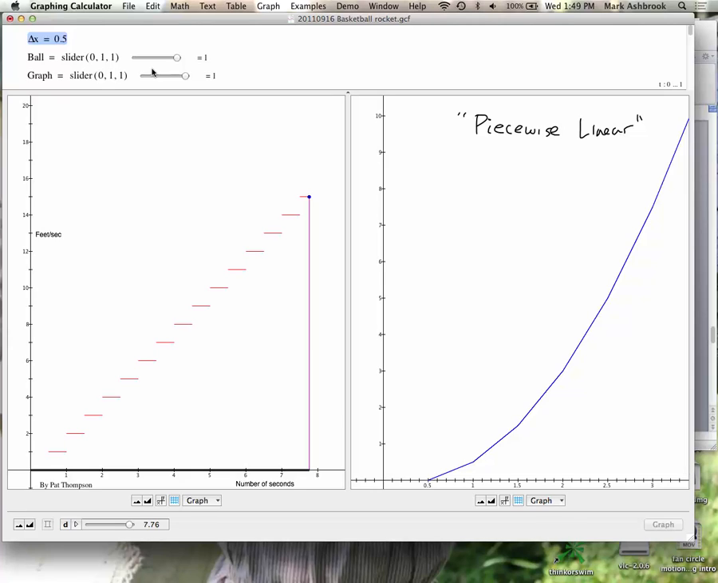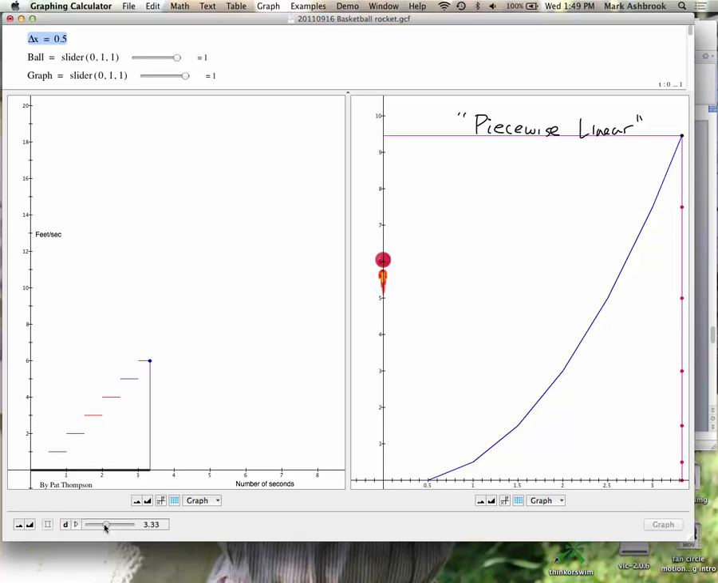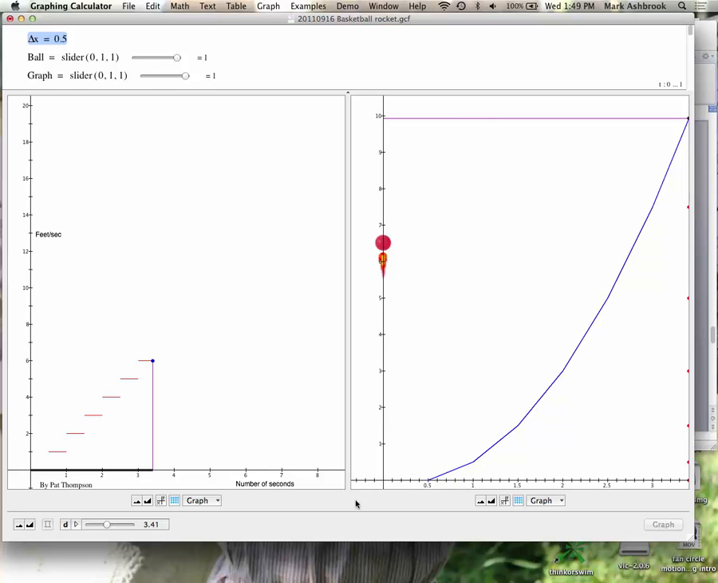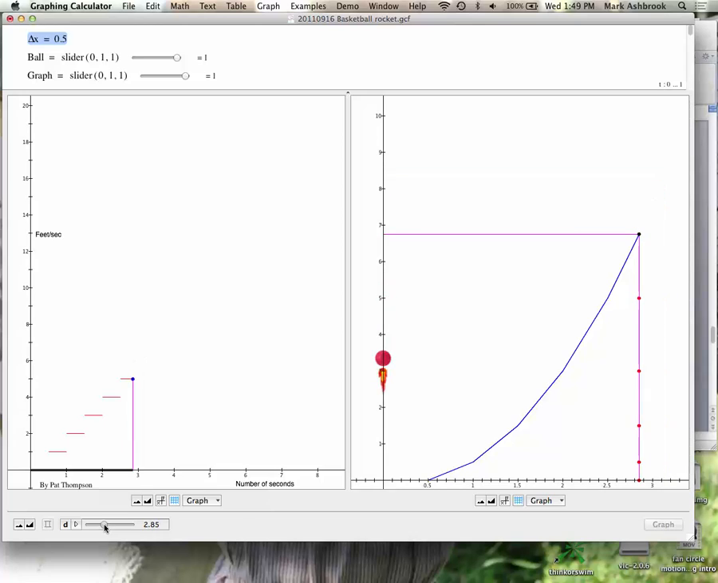So where are we at here? Let's roll it back a little bit so we can see better. There we go. That's good. 2.85 seconds. So at 2.85 seconds, what does this point on the graph represent? What does that point represent on this graph over here on the right?